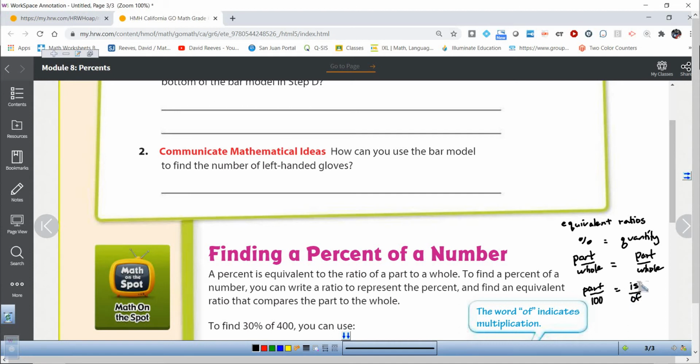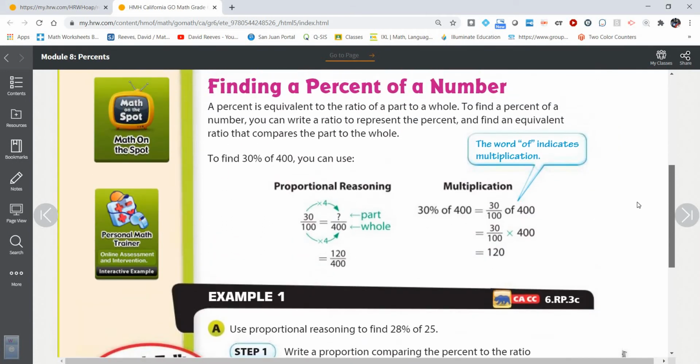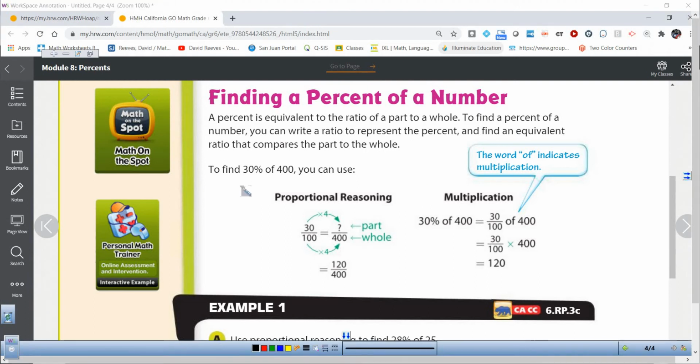So I'm going to be referring to the "is" and the "of," but when you see the "of," the part that comes after the "of" is an indicator of a whole. And when you see "is," that's an indicator of a part. All right, let's go ahead then and look at some problems here. So they want us to find 30% of 400, which is the problem we just did in the previous video, which hopefully you watched.